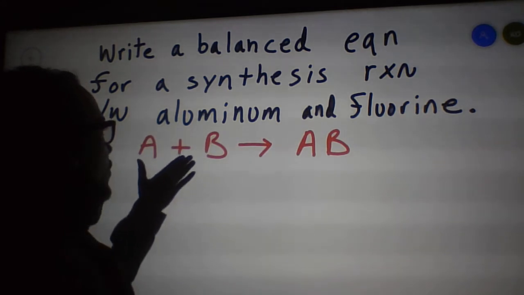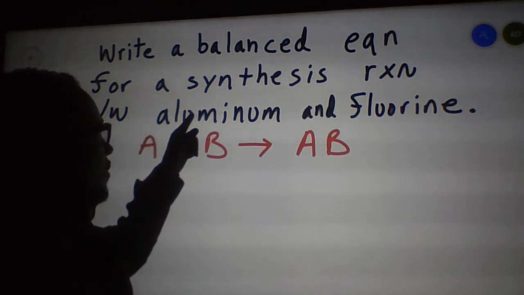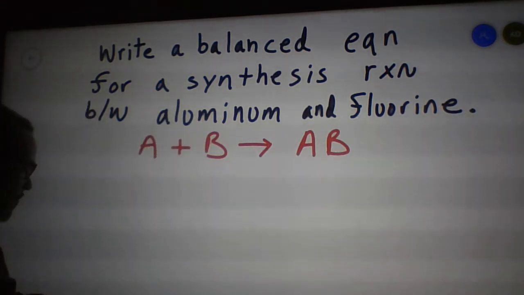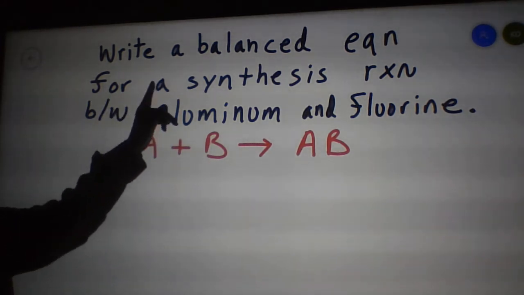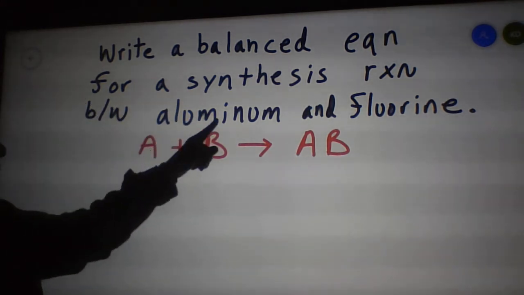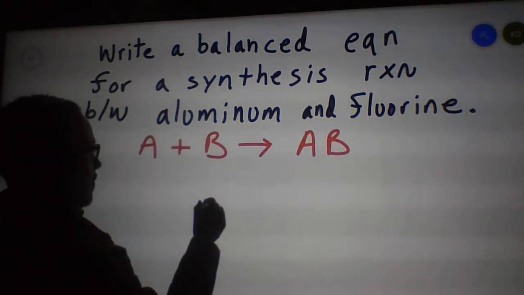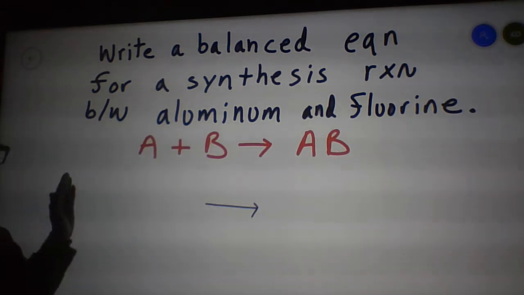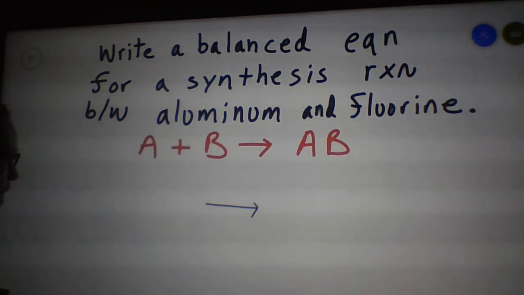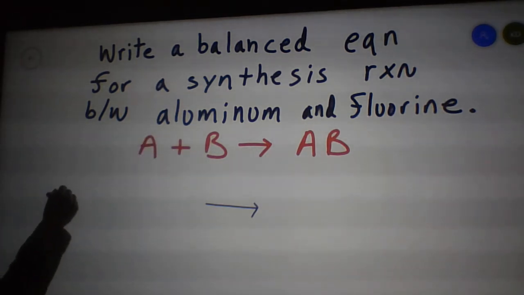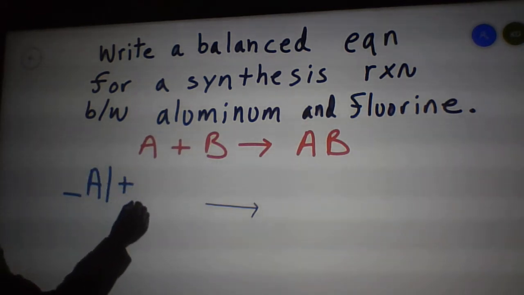So I'm starting off with the formula for a synthesis reaction. And now I want to get into the meat of it, and let's talk about aluminum and fluorine in this reaction. So this one, we're writing the balanced equation for a synthesis reaction between aluminum and fluorine. So this is going to be on the reactant side. So I know ahead of time that I'm going to be dealing with the left side of my equation. So let's start on the reactant side. The first thing we have is aluminum. And then we also have chlorine.